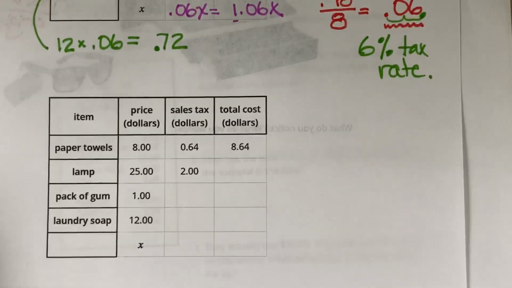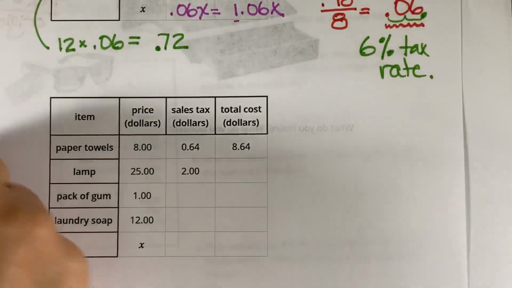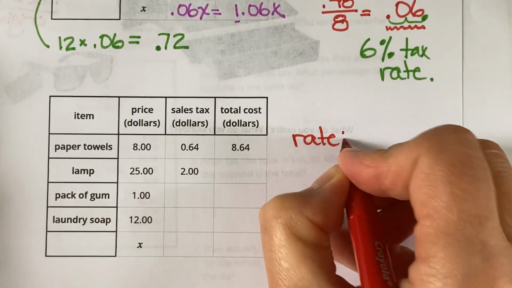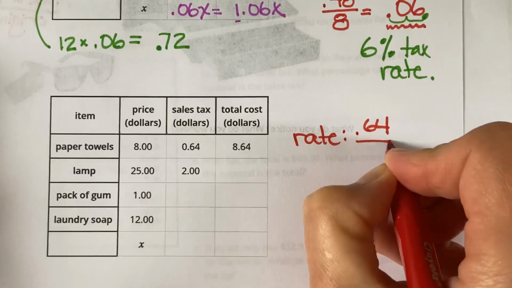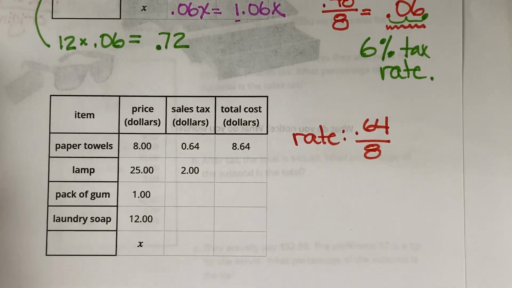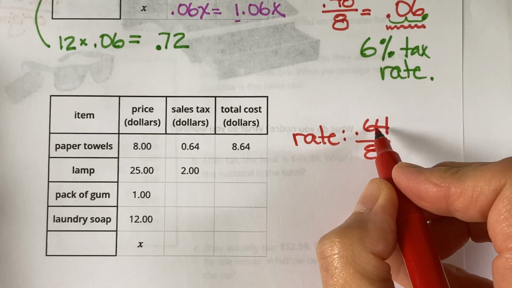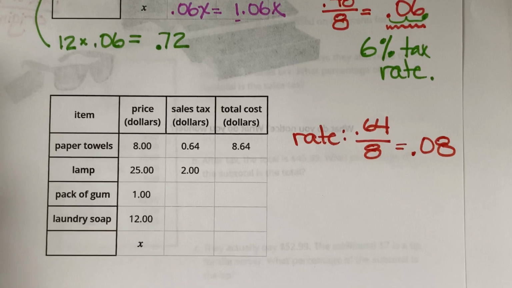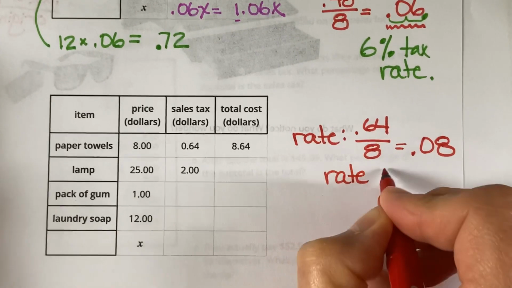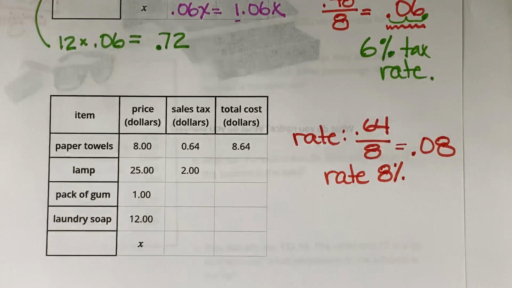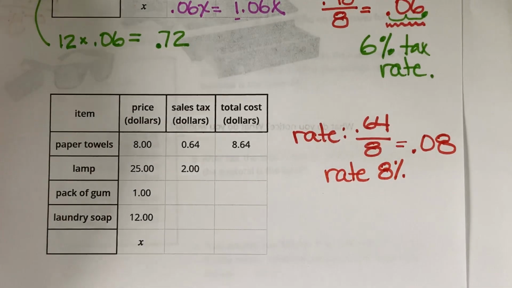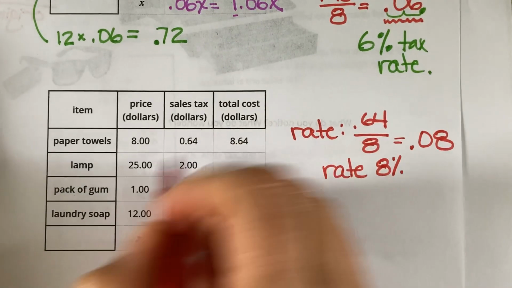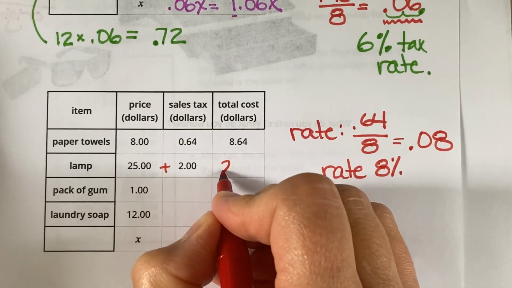So if we did the one down here, same thing. But you know what we're going to do first is we're going to figure out the sales tax rate first. So rate, I would do 64 cents over $8, okay? 8 goes into 64 8 times, so this would be 0.08. So my tax rate is actually 8%. All right, so the first one, it gave it to me, and that makes sense. So 64 cents plus 8 gave me 8.64. 25 plus 2 gave me 27.